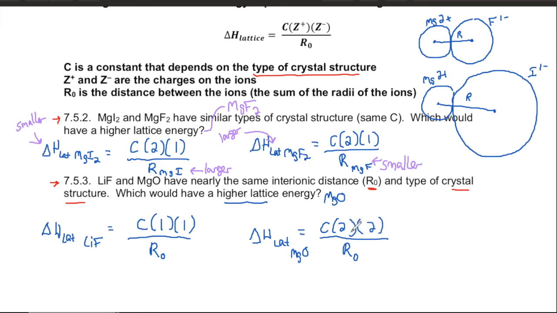So these changes in the charge have a much greater effect. This R, even though it's larger and this R is smaller, we're not going to have an R that's 4 times as long. So these effects that you see with the interionic distance tend to be a much smaller effect. The charge effect can be a much larger effect. So let's write that down here. For the second question, magnesium oxide has a lattice energy that's 4 times larger than that of lithium fluoride, whereas here magnesium fluoride would have a slightly higher lattice energy than magnesium iodide.